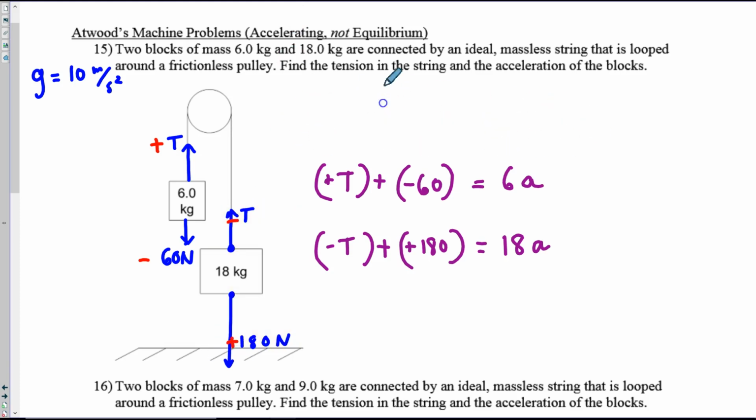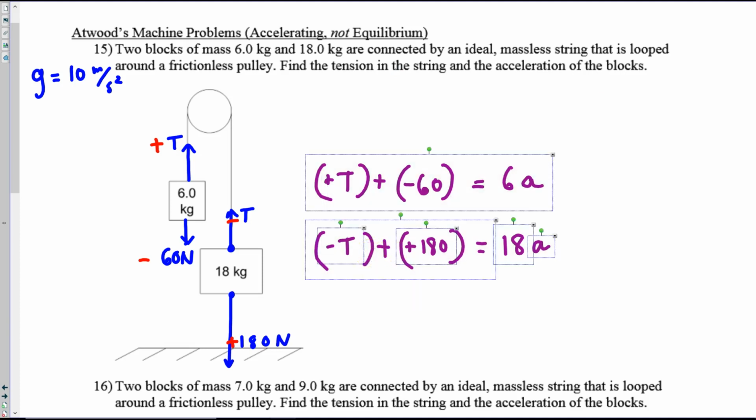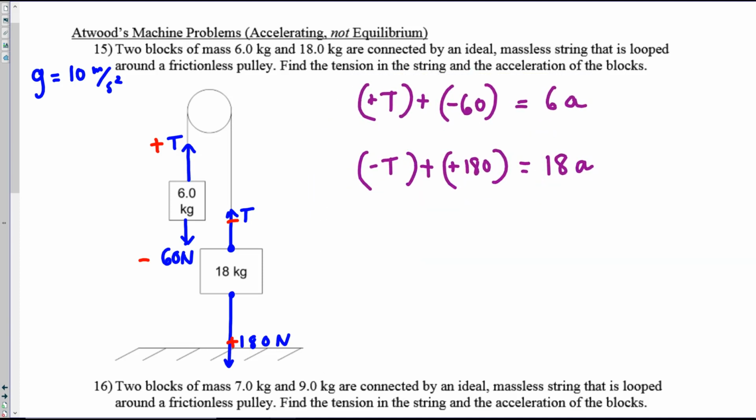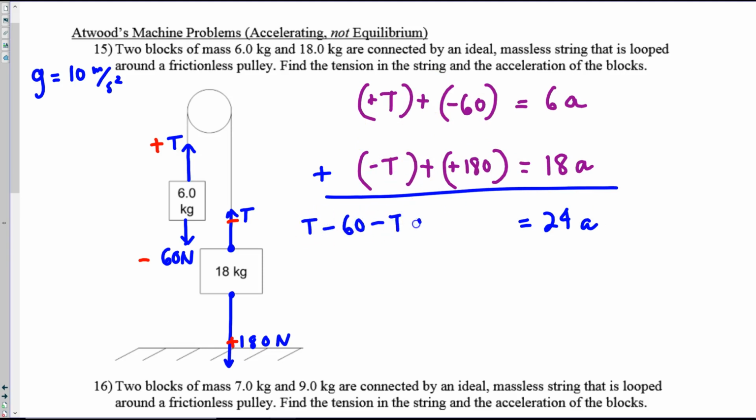We have two equations and two unknowns. How do we solve? We use our tricks like substitution, elimination. I like to use elimination. If I add the left sides and add the right sides, well, on the right, 6a plus 18a, that gives me 24a. When I add these all together, I have T minus 60, a negative T, and a positive 180. Look what happens. The positive T and the negative T cancel out. And I'm left with negative 60 and 180. That's 120.